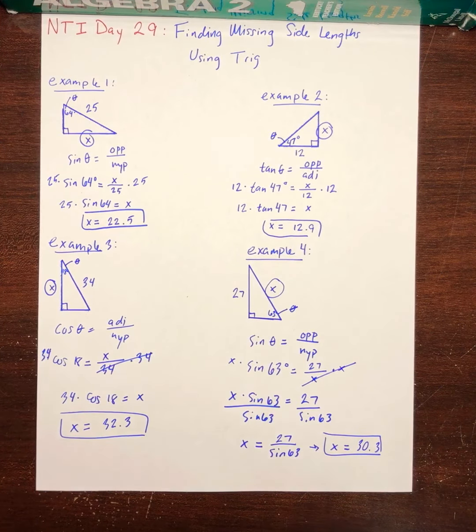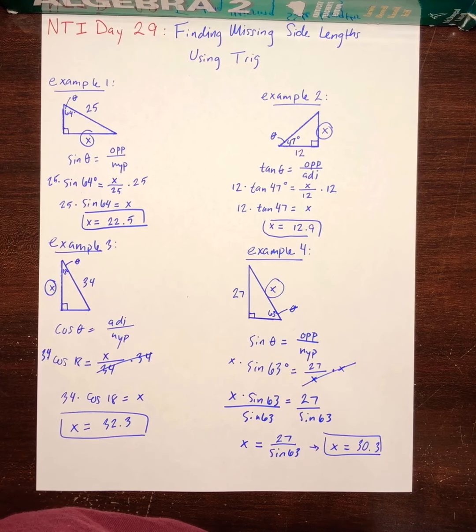So those are our 4 examples on finding missing side lengths using trig. There's not that much to it. It's just kind of figuring out what goes where and which function to use.